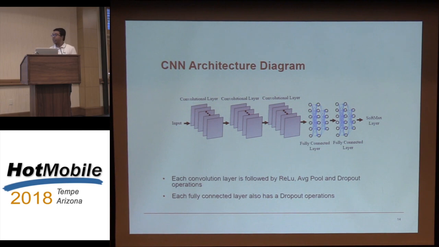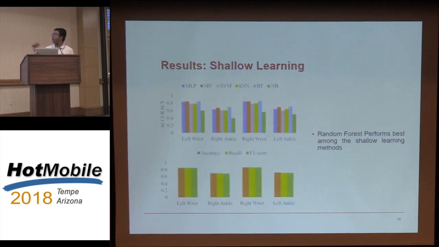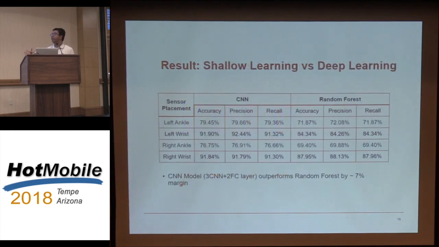So here are the results of all the shallow learning methods for individual sensors. We can clearly see that random forest is performing better compared to the other methods that were discussed in the previous slide. So for comparing against CNN-based models, we start with random forest as a baseline. Our best CNN model, from 3 CNN layers and 2 fully connected layers, outperforms random forest by 7% on the individual sensors.